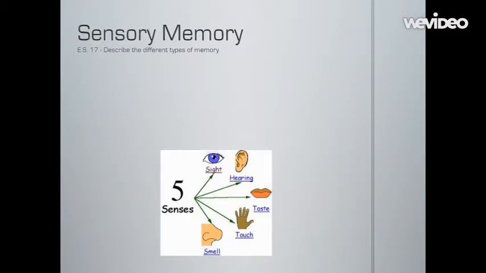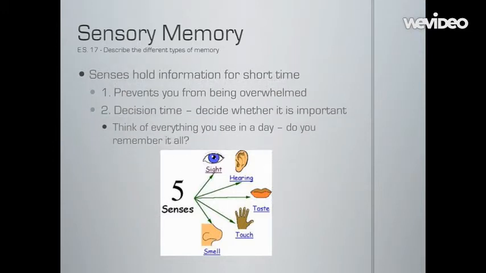So take a step back, your sensory memory. Okay, the reason why you only hold it for a short amount of time in your sensory memory is, number one, to prevent you from being overwhelmed. If you think about your 5 senses and think about everything that you see and hear and touch and smell and taste on a daily basis, if you were to store that information for a long amount of time, it would be extremely overwhelming.